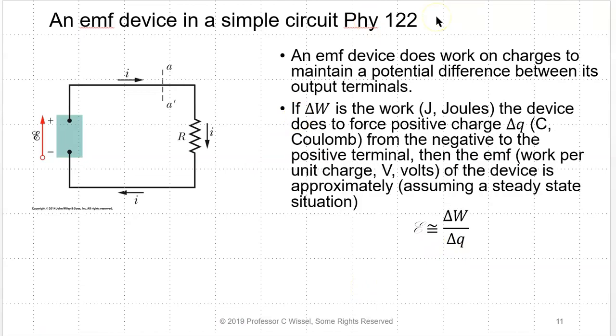If you are a Physics 122 student or an algebra-based physics student, you should be on this slide, which is slide number 11. This is an EMF device in a simple circuit. And of course, the EMF device does work on charges to maintain a potential difference between its output terminals. If ΔW is the work in joules that the device does to force a positive charge ΔQ in coulombs from the negative to the positive terminal, then the EMF, which is the work per unit charge in volts of the device, is approximately, assuming a steady state situation, EMF ≈ ΔW/ΔQ. Again, it's a steady state situation.